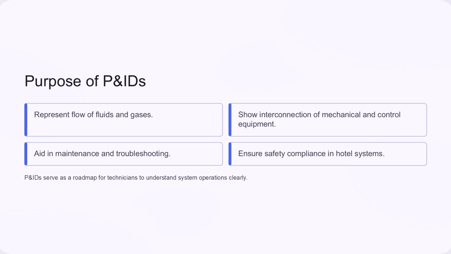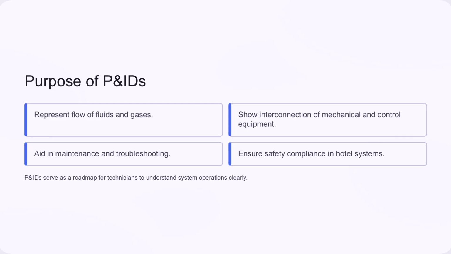These diagrams represent the flow of fluids and gases within a hotel system. They show the interconnections between mechanical and control equipment so technicians can clearly visualize how systems work. P&IDs serve as a roadmap for maintenance and troubleshooting by showing the path from source to destination. They are vital for ensuring safety compliance because they provide details of valves, instruments, and safety systems.